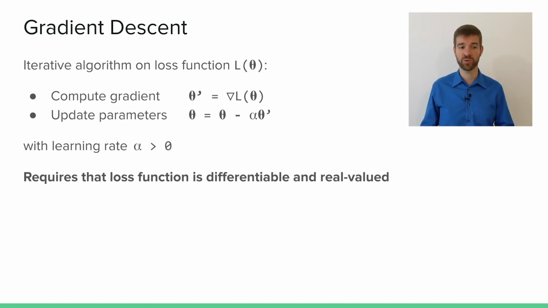I can do a so-called update step where I take this gradient, this direction, and multiply it with a small value, the so-called learning rate, and then we obtain a new set of parameters and we can repeat the same process. Again, this requires that our loss function is differentiable and real-valued.